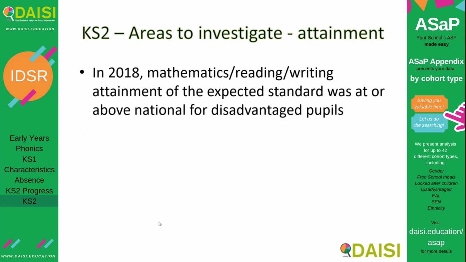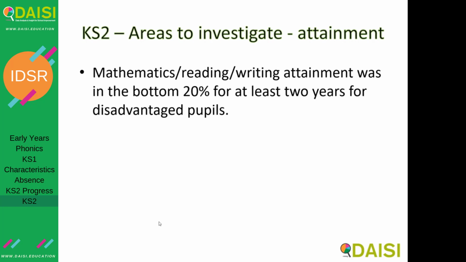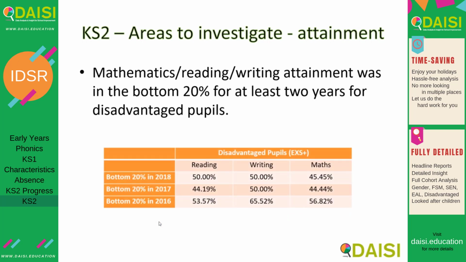So let's have a look at the areas to investigate for Key Stage 2 disadvantaged. Was any subject at the expected standard at or above the national for disadvantaged pupils, which in reality means, are you above the national other? Was your maths, reading and writing attainment in the bottom 20% for at least 2 years for disadvantaged pupils? Again, you won't actually find these figures in your IDSR. You will have to look in the ASP. So we're talking, was your reading and maths in the mid-40s or so or below?